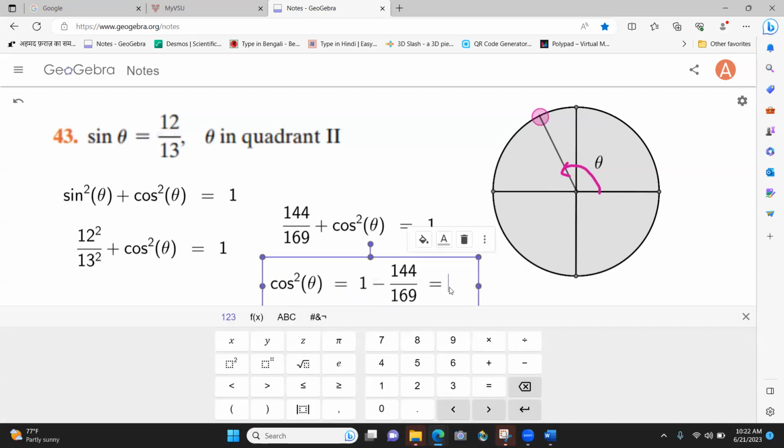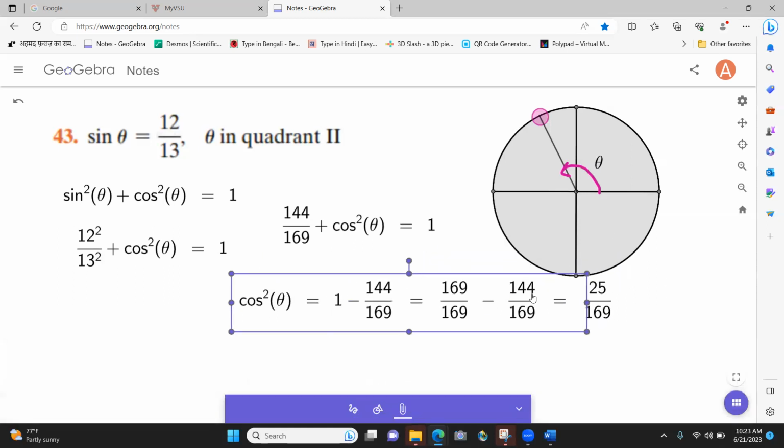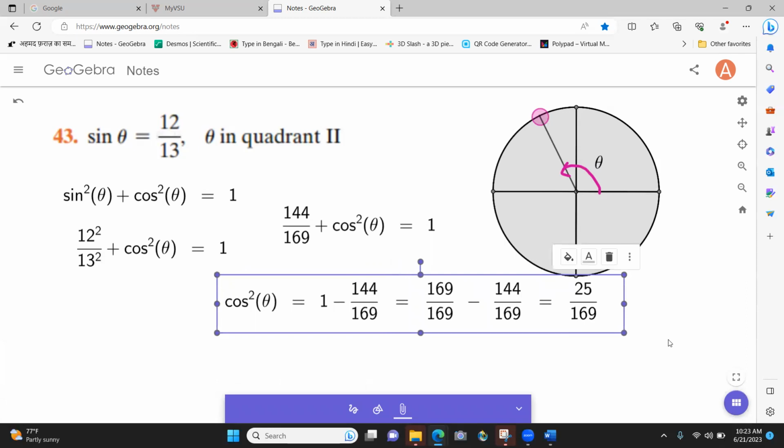Instead of 1, you want to have the same denominator. Now that we do, 169 minus 144, I think is what? 25? Yes, it is 25 over 169. So cosine squared theta is 25 over 169.